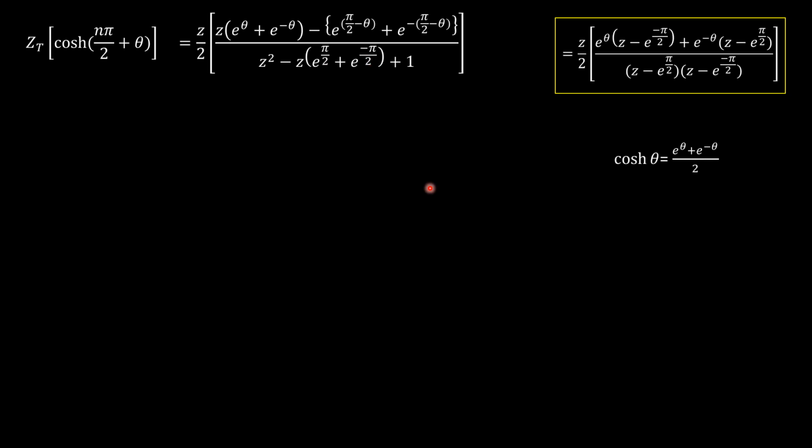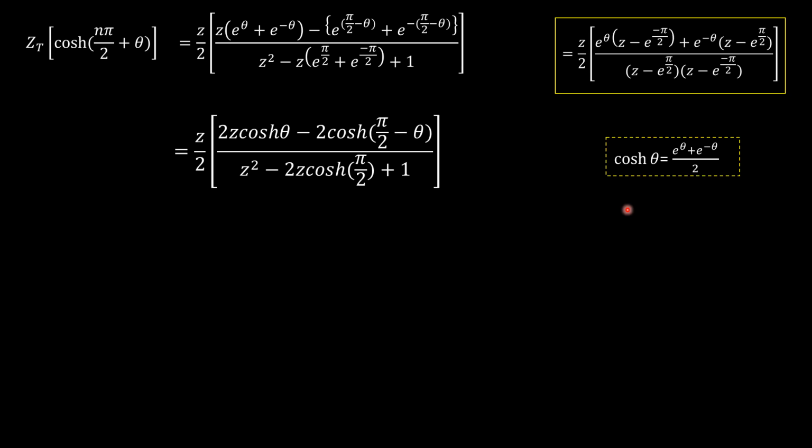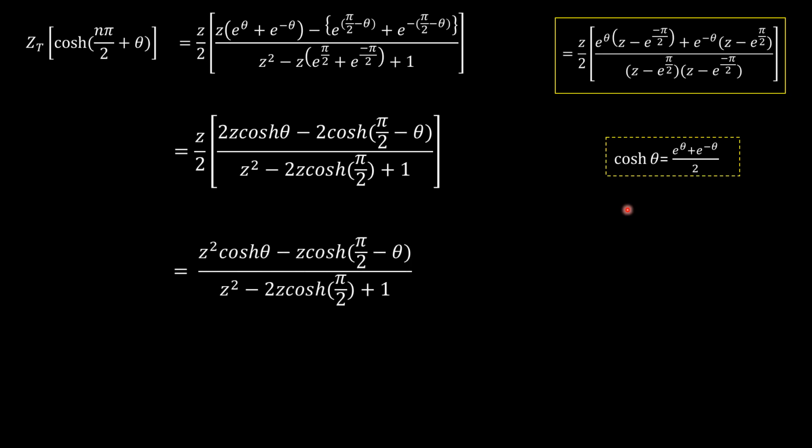But e power theta plus e power minus theta can be written as 2 times cos hyperbolic theta. Therefore, the transform of cos hyperbolic n pi by 2 plus theta becomes z square into cos hyperbolic theta minus z into cos hyperbolic pi by 2 minus theta divided by z square minus 2z cos hyperbolic pi by 2 plus 1.